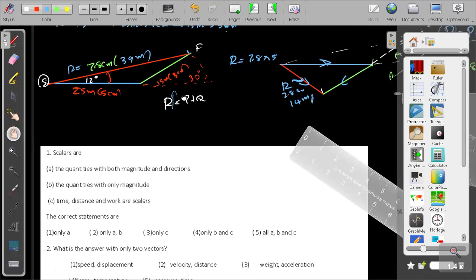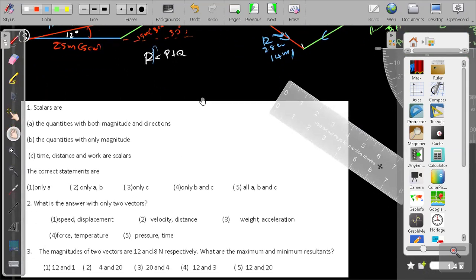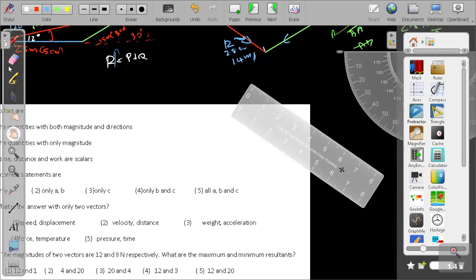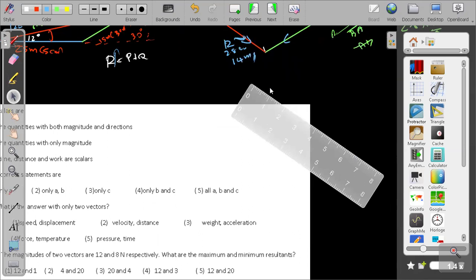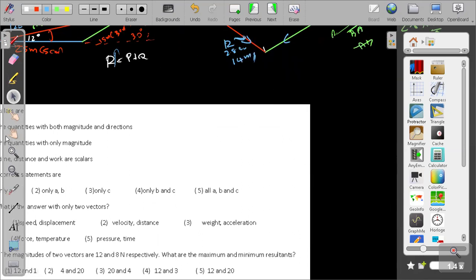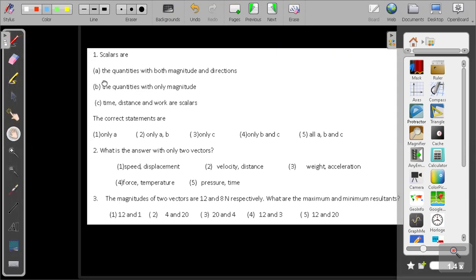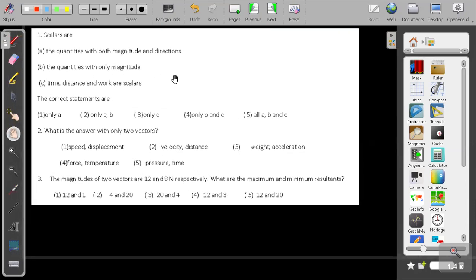Okay. I discussed all of that. So now the very final few more things. Okay. Vectors are quantities with both magnitude and direction, definitely not only magnitude. Quantities with only magnitude are scalars. Time, distance, and work are scalars. The correct statement will be the answer.